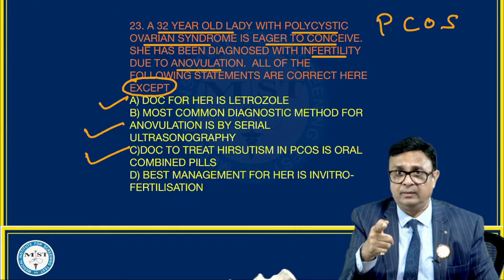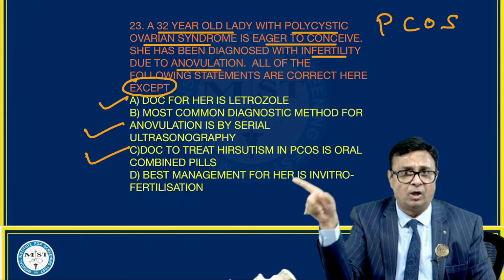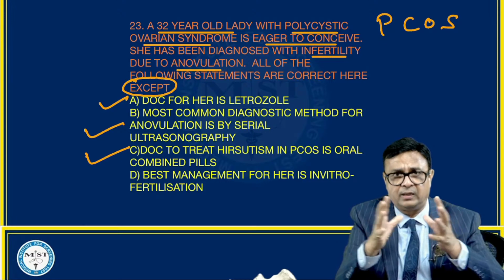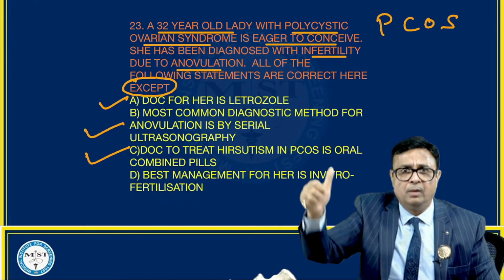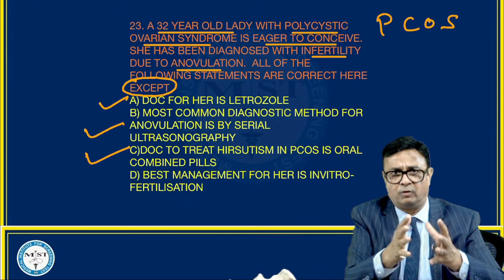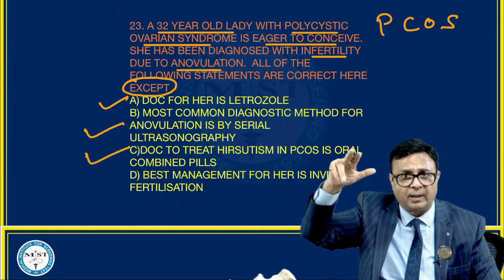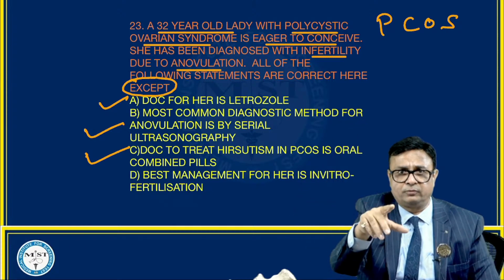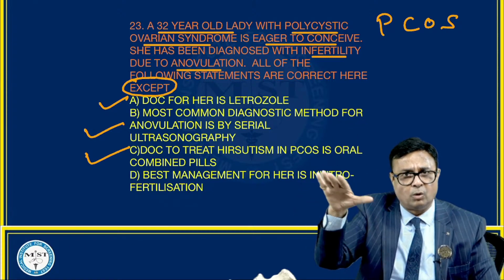These three are very important chocolate questions for our exam. I'm expecting something on 4th of June from these three lines. Drug of choice to treat infertility in PCOS: letrozole. Most common diagnostic method for anovulation: serial ultrasound. Best method: serum progesterone; to predict: LH kits. Drug of choice to treat hirsutism in PCOS: oral combined pill.